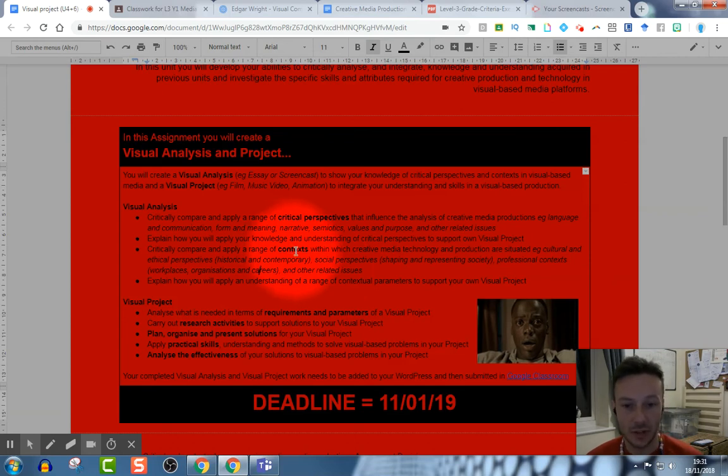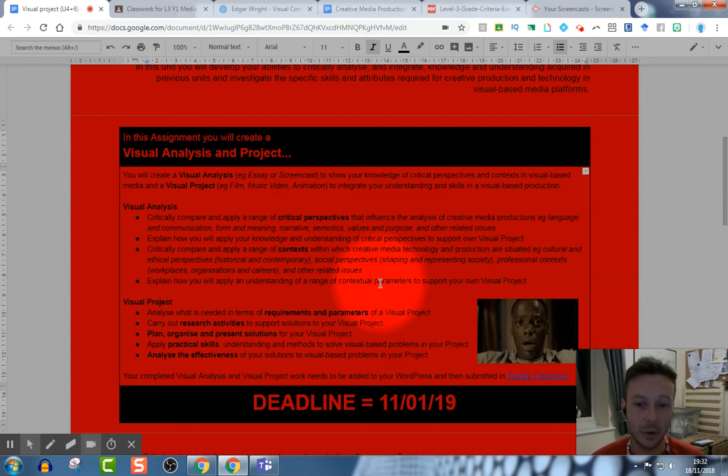So, contexts, critical perspectives, these are the two areas you're going to be covering in the visual analysis. At the end of it, this bit here, I want you to explain how you will apply an understanding of context and contextual parameters. Parameters are sort of things around you, I suppose, the guidelines, as it were, the outline that you need to work within. The context.